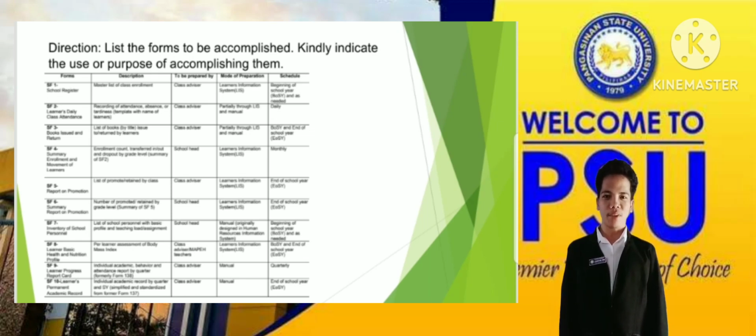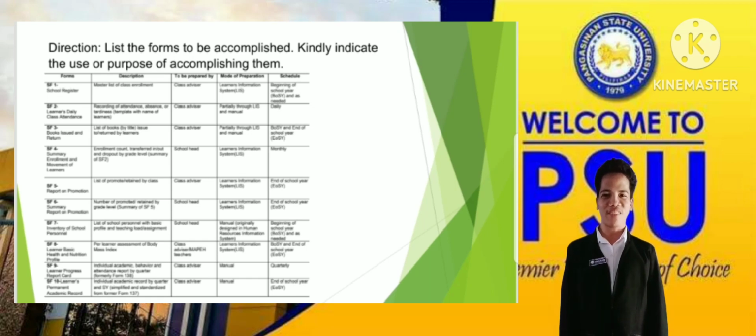To be prepared by school head. Mode of preparation: Learners Information System, LIS. Schedule: monthly. SF6 form, summary report on promotion. Description: number of promoted and retained learners by grade level, summary of SF5.